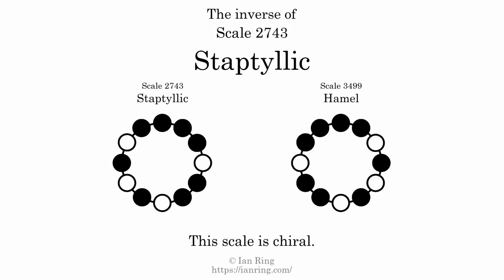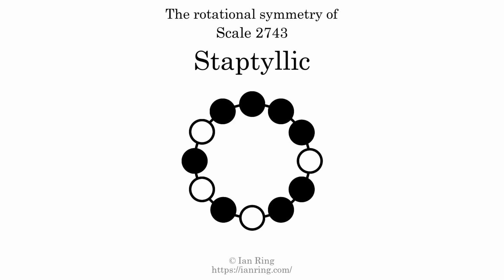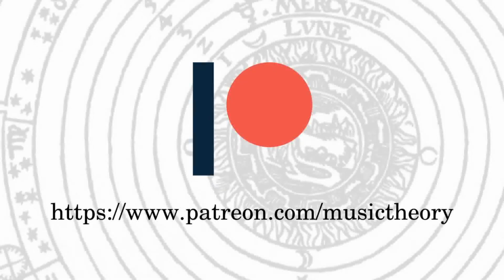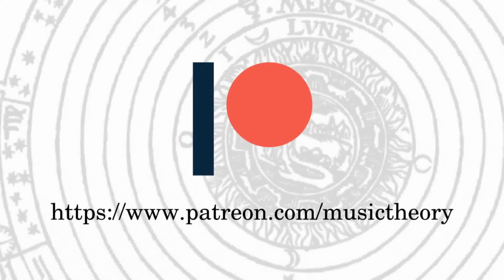The inverse of a scale is a mirror image. It is what you get when the sequence of intervals is reversed. The inverse of this scale is scale 3499, also known as Hamel. This scale is chiral. It cannot transform into its inverse by rotational transformation. This scale has no rotational symmetry. For even more detail about this scale, visit ianring.com/musictheory/scales/2743.